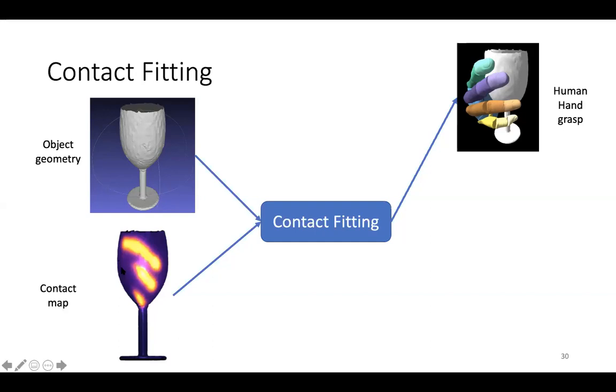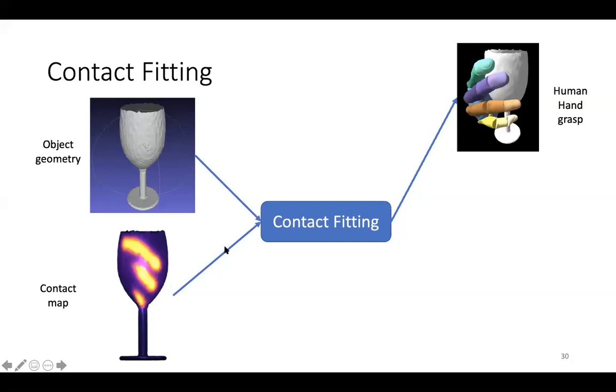The motivation for studying this problem is simulation of contact, as well as trying to inform grasping algorithms. We actually found that this fitting of kinematic models of the hand to the contact map is not limited to just human hands.